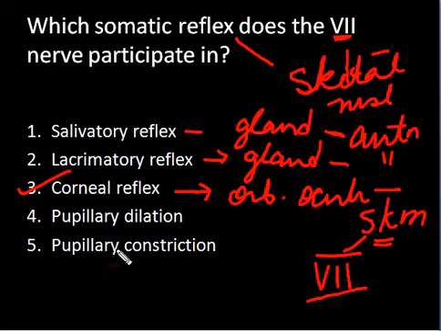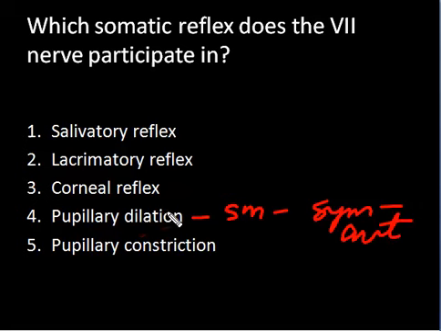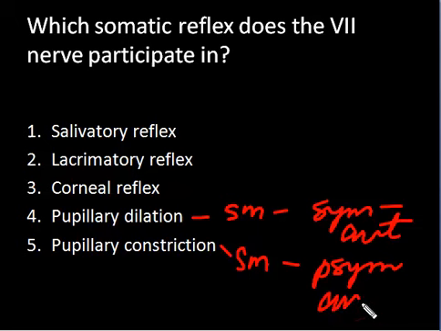But let's look at the other choices. So we have pupillary dilation and pupillary constriction. Both these are due to the smooth muscle present in the iris. The dilation is due to the sympathetic nervous system. So again, it's an autonomic reflex. So let me write that again. This is smooth muscle due to the sympathetic nervous system. Again, autonomic reflex. It's called dilator pupillae. Constriction is again constrictor pupillae, which is a smooth muscle, and this is due to the parasympathetic nervous system. So again, it is an autonomic reflex.